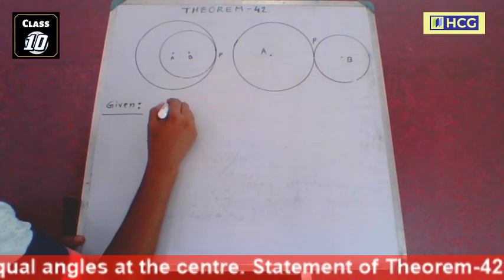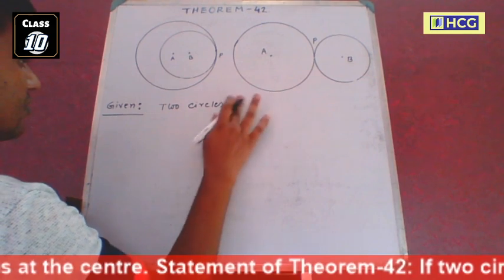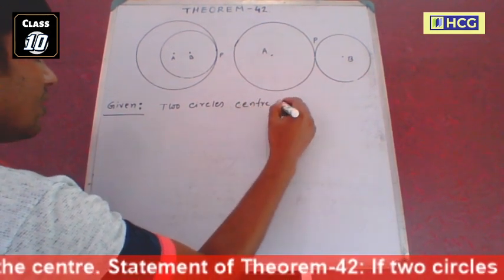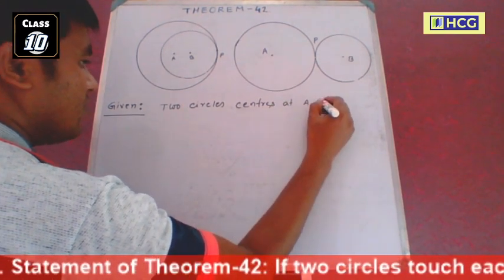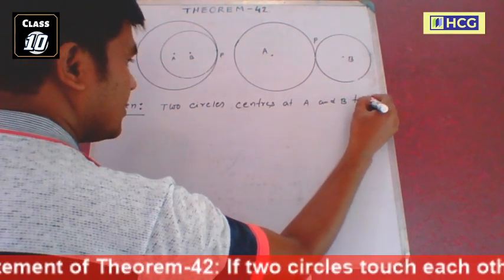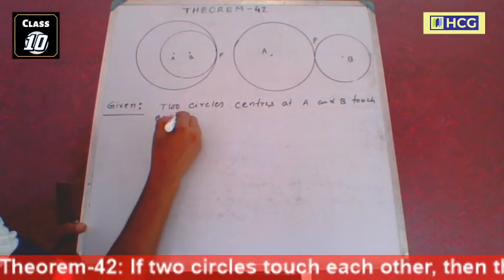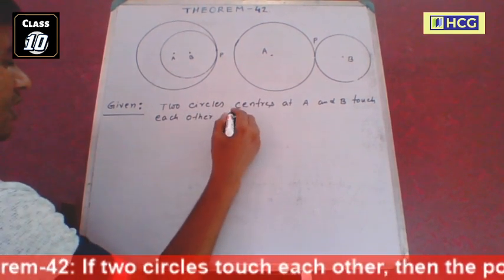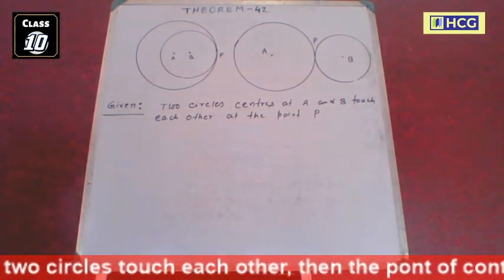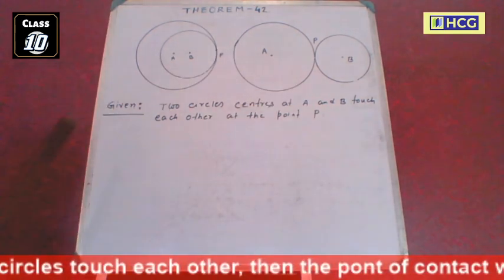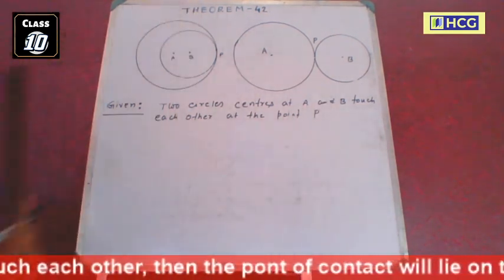Given two circles with centers at A and B touching each other at the point P, maybe externally or internally. So we draw two figures, touching externally and touching internally. Two circles with centers A and B touch each other at the point P.